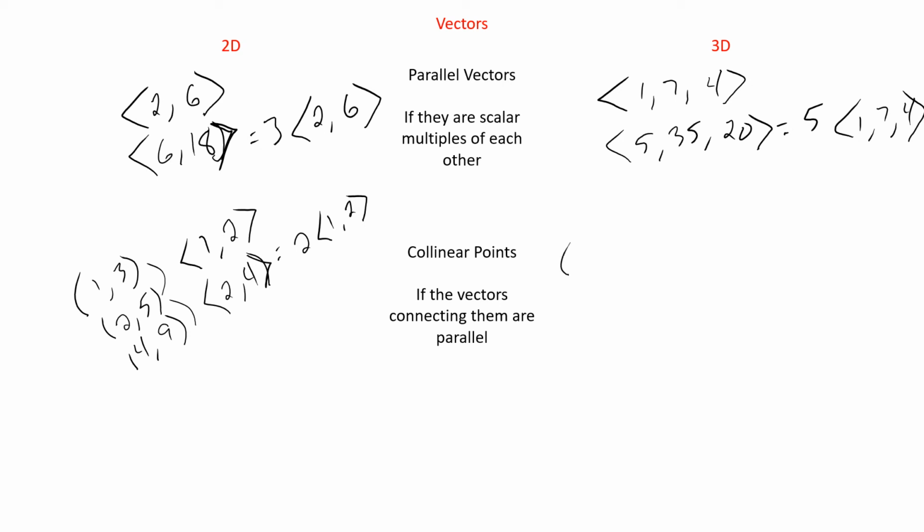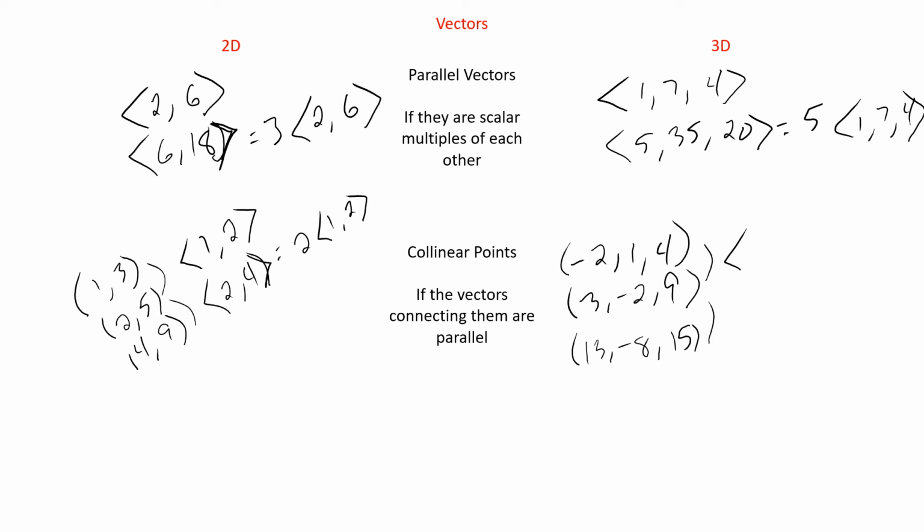We'd have 3 points. So I don't know, (-2, 1, 4), (3, -2, 9), and (13, -8, 15). So we can find our vectors here.